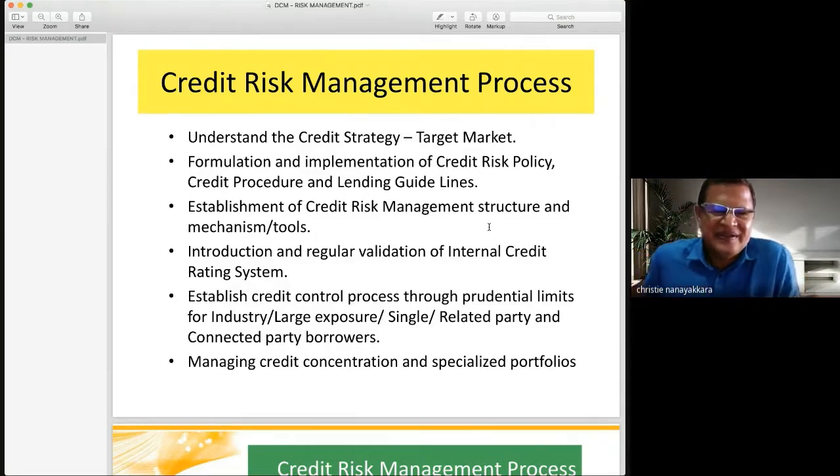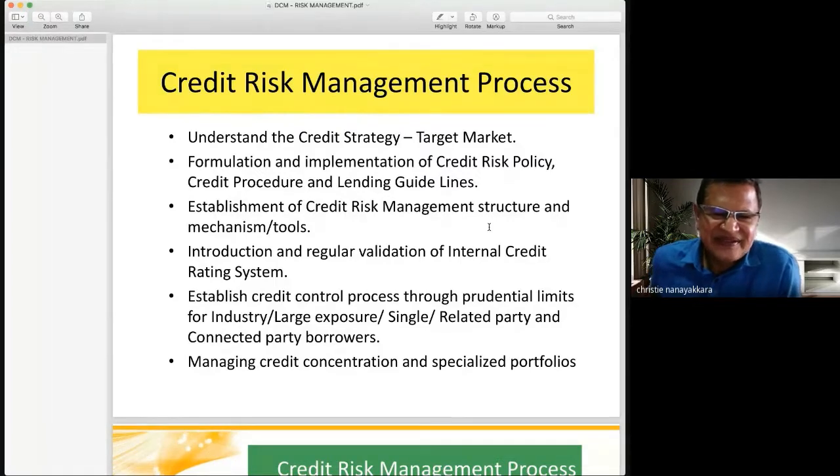Now, introduction and regular validation of this particular system will be done by the credit risk department. So the system one day will be such that you should be able to put your information into this system and decide the facility.